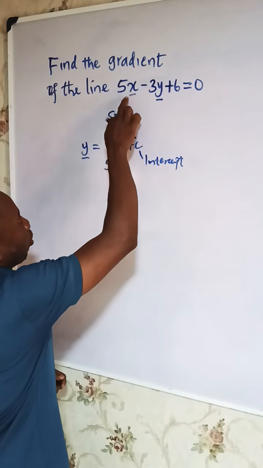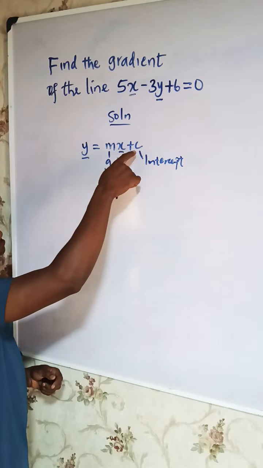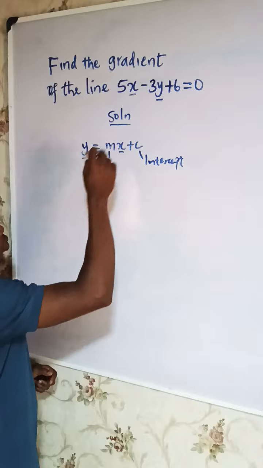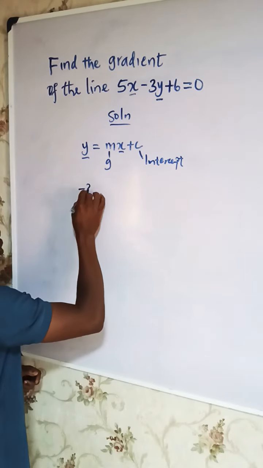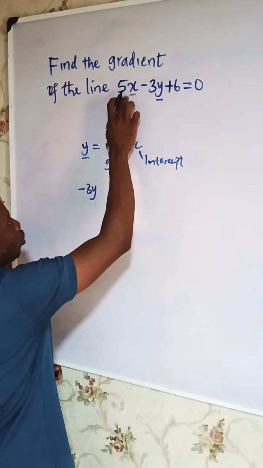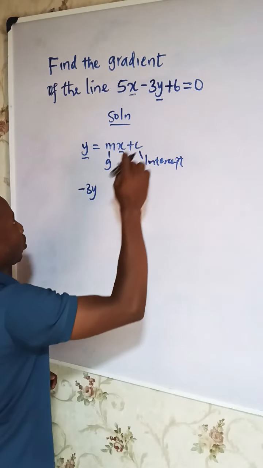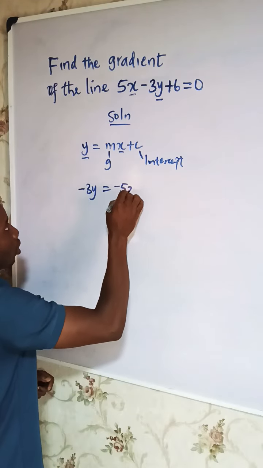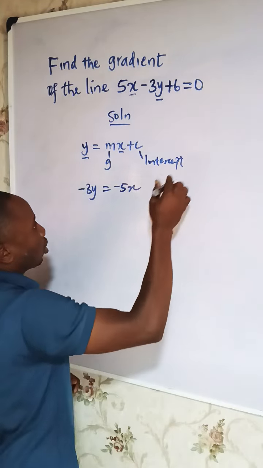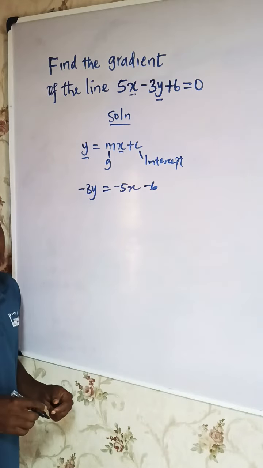First, we need to rewrite this equation to take this form. So how do we do that? We know that we have 3y here. So let's leave this minus 3y here and then try to push this one to the other side. If we are pushing, this is positive, so it becomes minus 5x. If we push plus 6, it turns to what? Minus 6. So this is what we have.